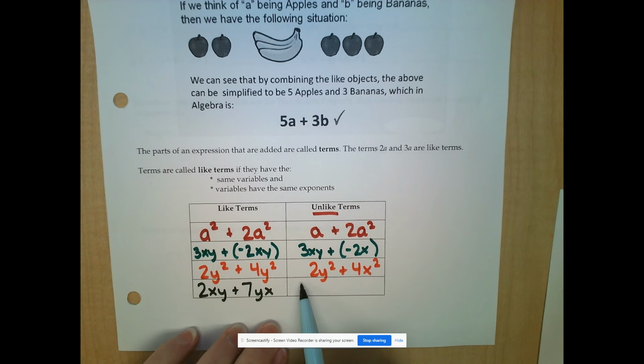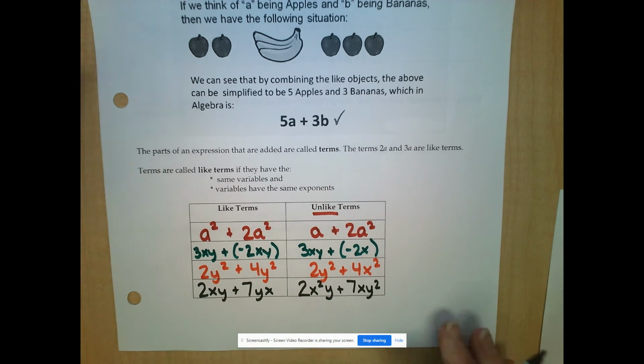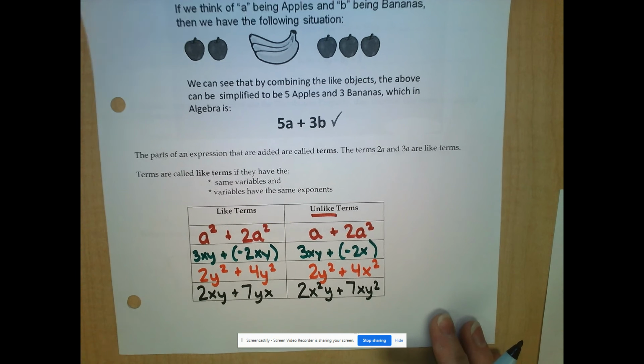Something that you cannot mess around with would be like 2x squared y and 7xy squared. This one I'm not going to be able to combine. Notice they both have xy, but on the first one, the x is squared, and on the second one, y is squared. So the exponents have to be on the same variables. You cannot mix and match.